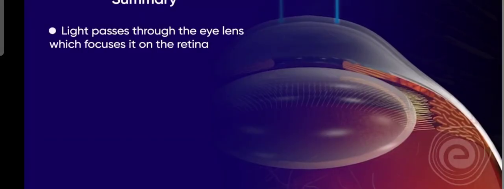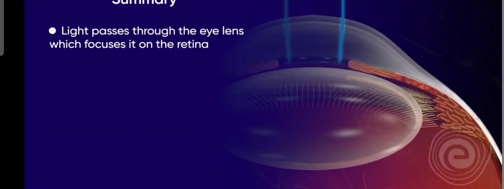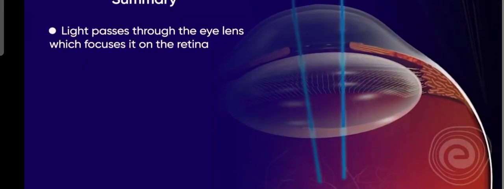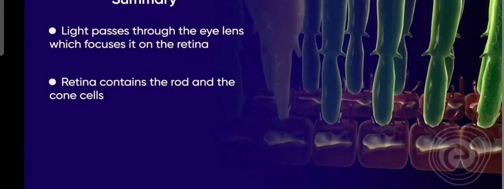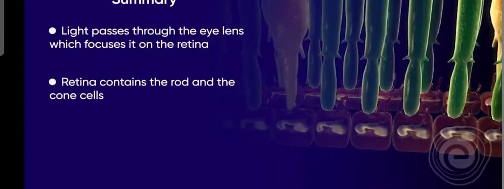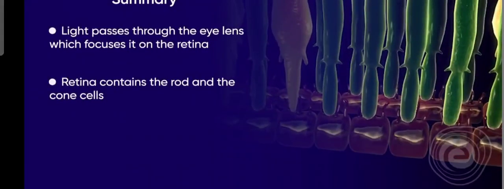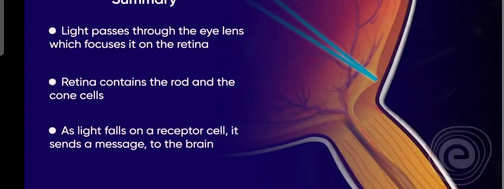Light passes through the eye lens, which bends it to focus it on the innermost layer of the retina. Retina contains the visual sensing apparatus, the light receptor cells called rods and cones. When light falls on a receptor cell in the retina, the cell sends a message along an optic nerve to the brain.